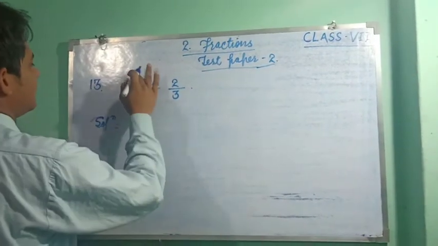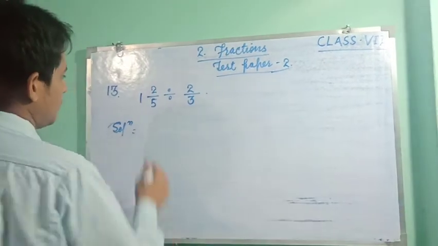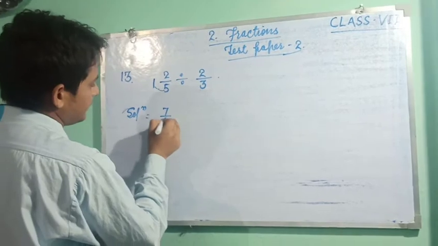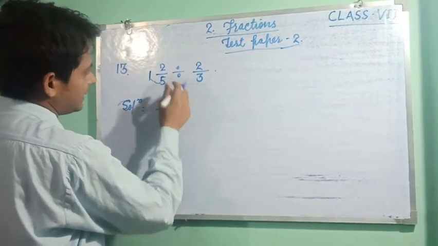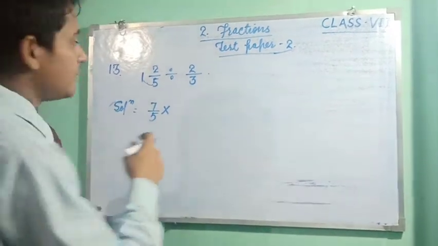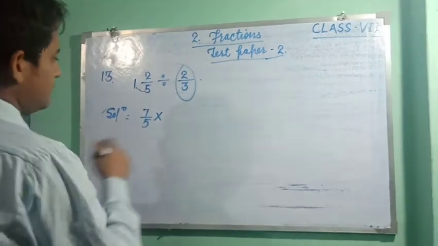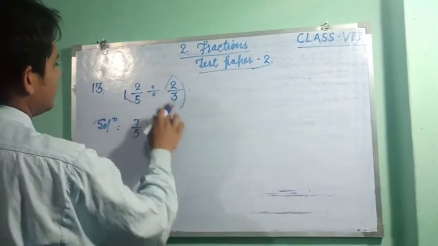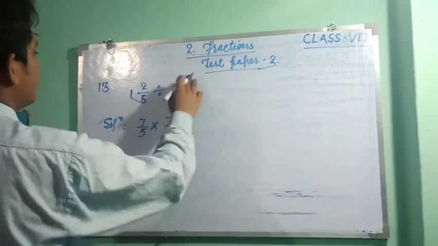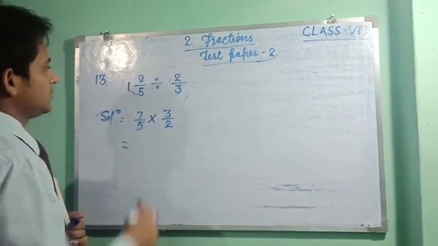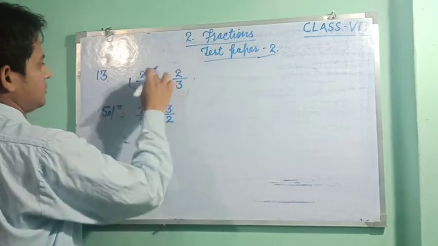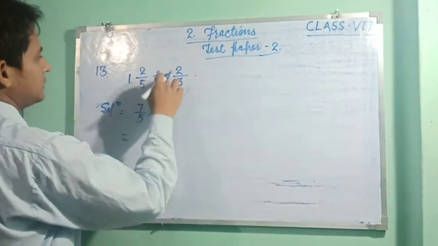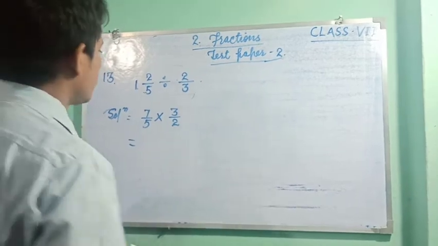First of all, change this mixed fraction into an improper fraction. We have to multiply this 5 by 1/5, plus 2/7 by 5, and change the division into multiplication. We also have to change this number, 3 by 2, to the reciprocal of 2 by 3. If we change this operation to multiplication, then we have to change this number to its reciprocal.